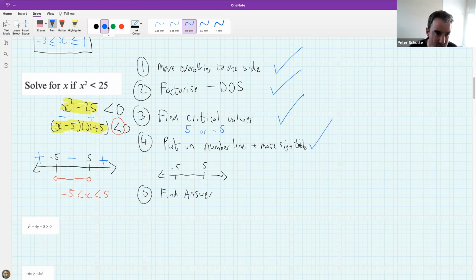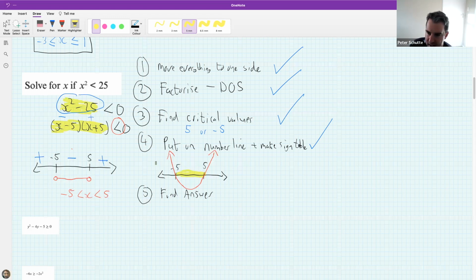Now, some teachers, instead of doing the sign table like that, would have just drawn a parabola that looks like this. And that's because they're talking about this type of parabola. And when is this parabola below the x-axis? Well, it's below the x-axis between here and here. And so you can see my answer will be the yellow bit, which is x is between minus 5 and 5. And so that's also a common way of doing it. And it's not wrong to do it like that.